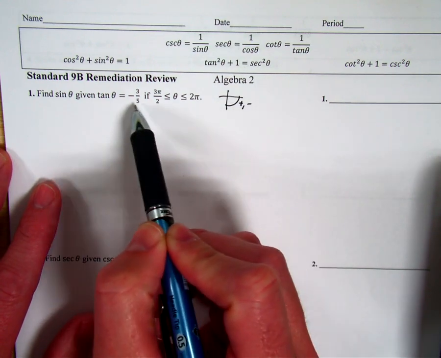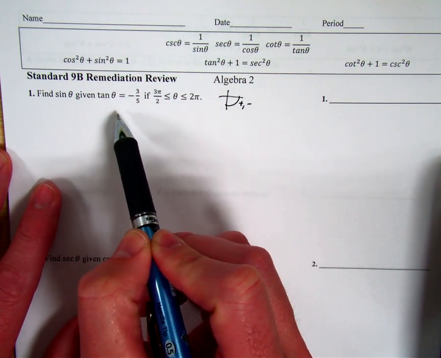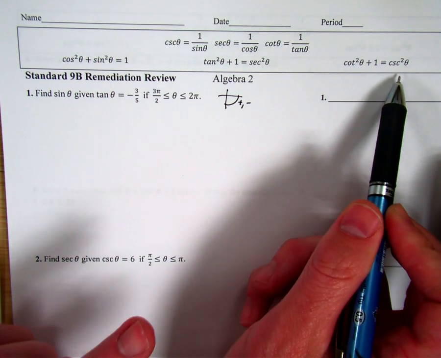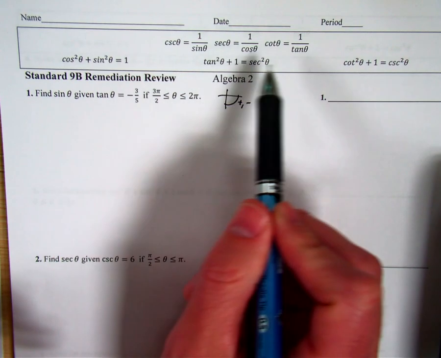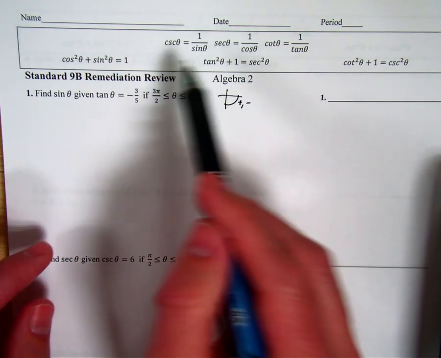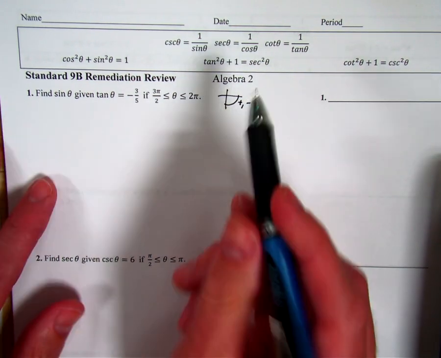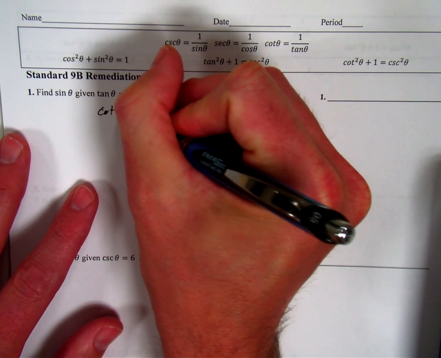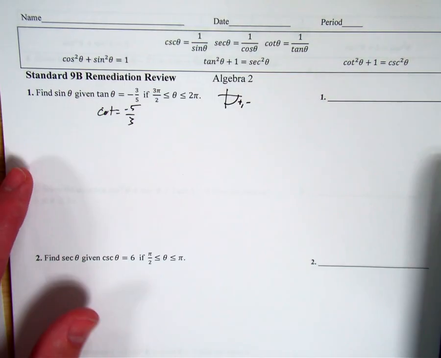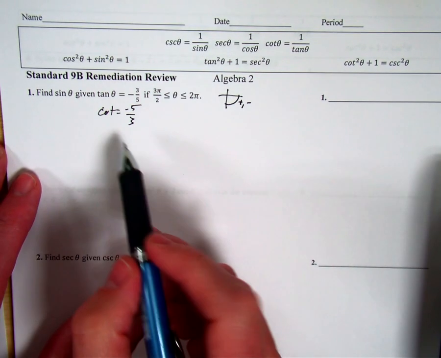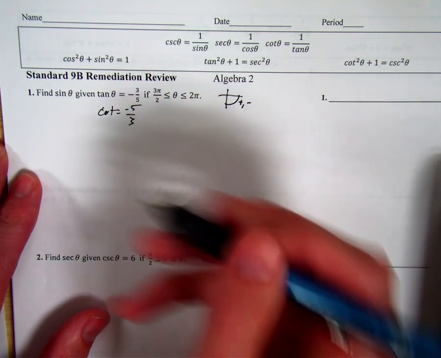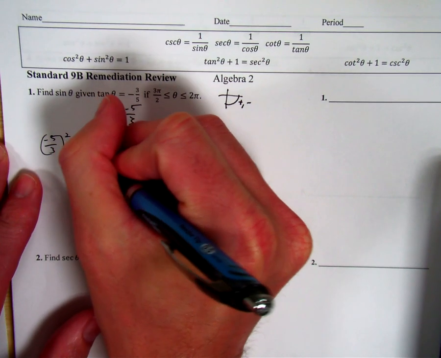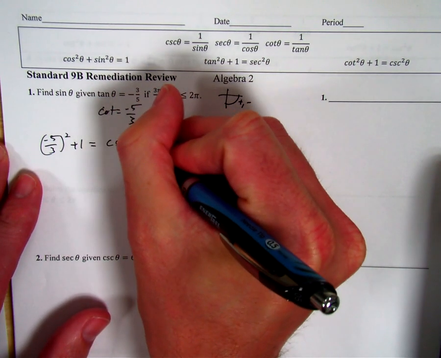So that'd be one reciprocal and then two formulas. I think I'm going to do tangent to cotangent right away. Use this one to get to cosecant, and then do a reciprocal at the end to get me to sine. So that'd be two reciprocals in one formula. Your choice. So if tangent is negative 3/5, cotangent is negative 5/3. And then I'm going to do the cotangent to cosecant formula. So negative 5/3 squared plus 1 equals cosecant squared.